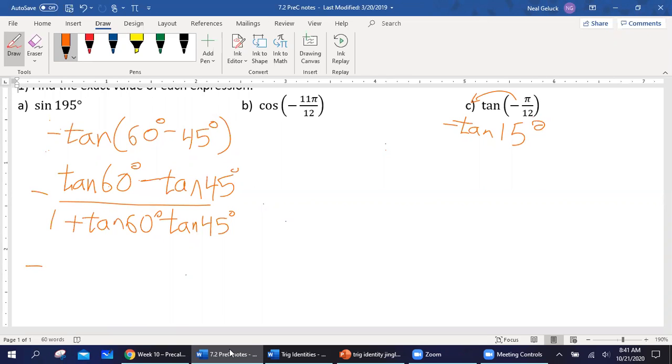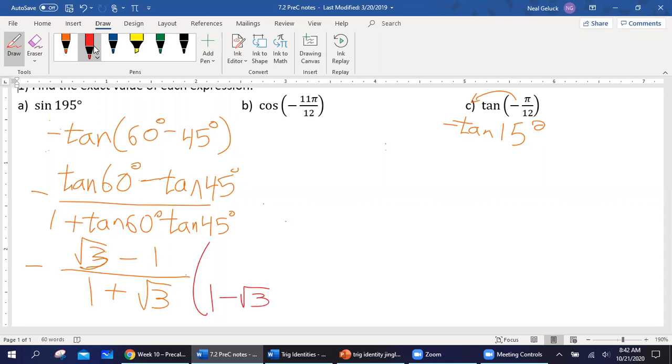The tangent at 60 degrees is root 3. The tangent of 45 is 1. And then down here, this would be 1 plus root 3 times 1, which is just root 3. Okay, that's it for the trig part. Now I'm just going to do some algebra to clean this up. I'm going to multiply by the conjugate of the denominator. The conjugate of the denominator would be 1 minus root 3.